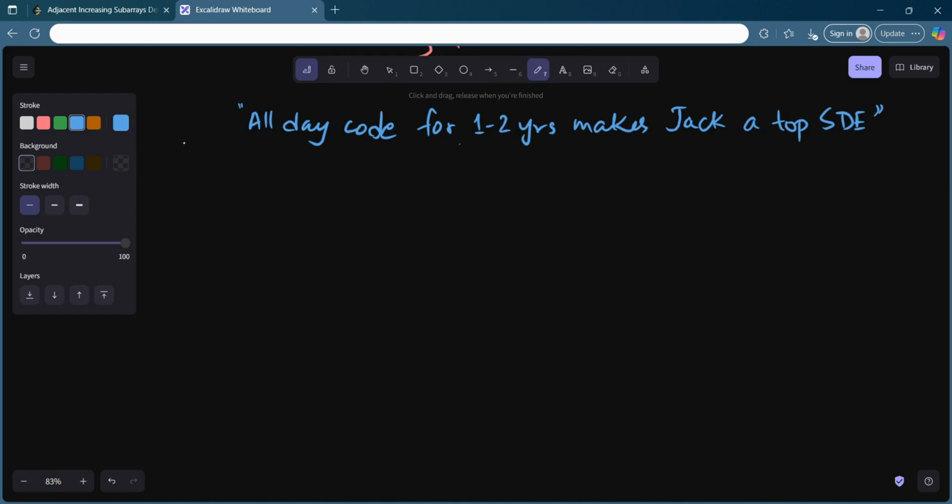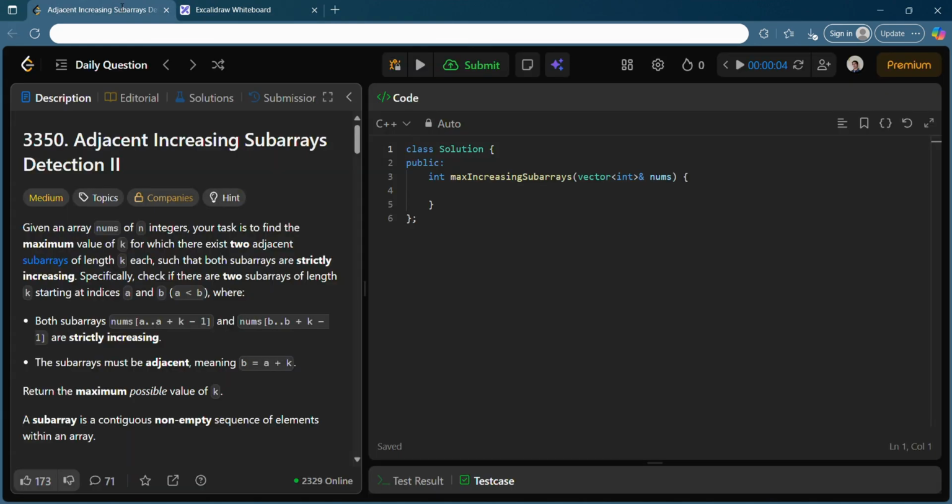So what we will do is that we are given an array nums of n integers and your task is to find the maximum value of k for which there exist two adjacent subarrays of length k each. Okay, so you have been given an integer array nums and you need to find two adjacent subarrays of length k each such that both the subarrays are strictly increasing.